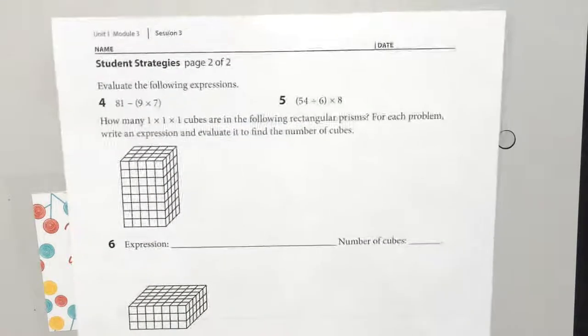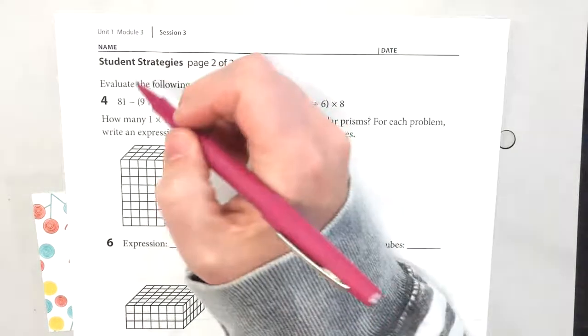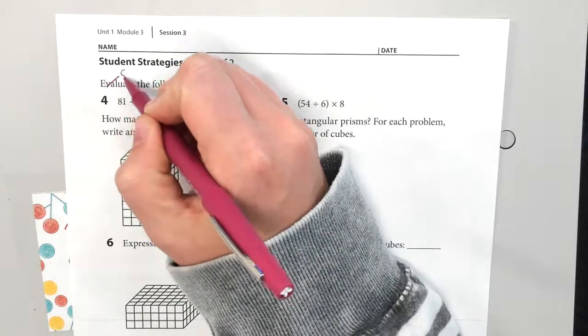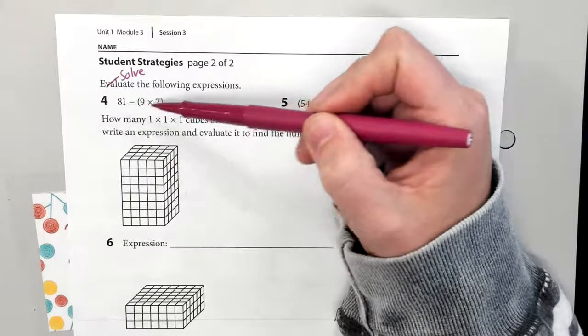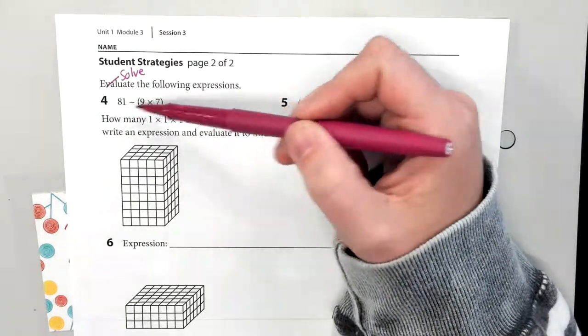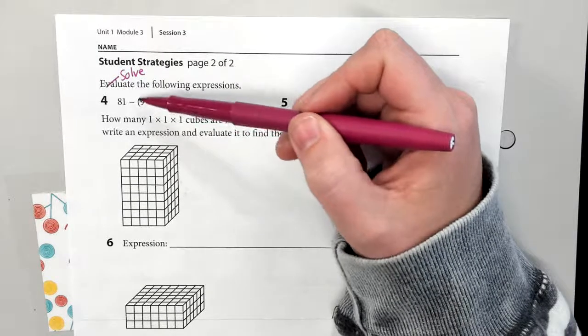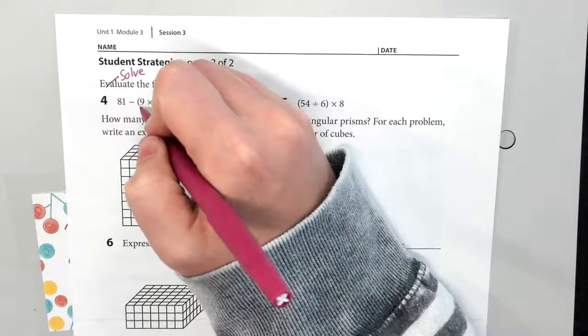All right, moving on to the backside. Evaluate the following expressions. So evaluate means to actually solve. My first expression looks like this. We know that if everything was multiplication, then I could do it in any order. But since we have a subtraction in there, then I have to solve the parentheses first.